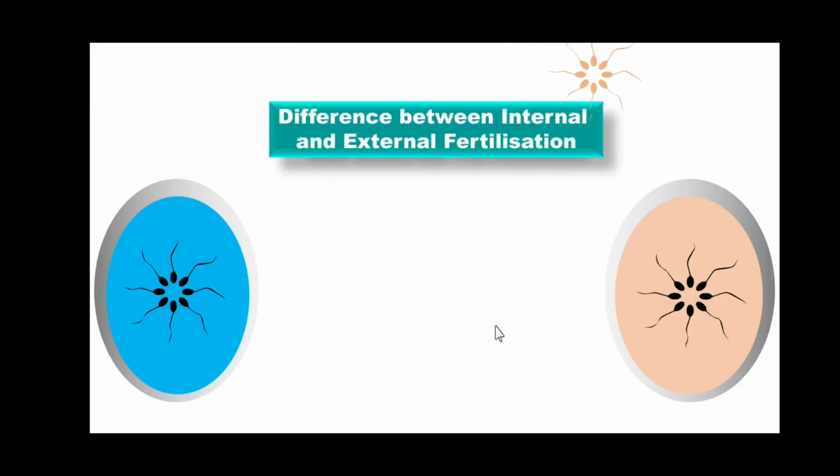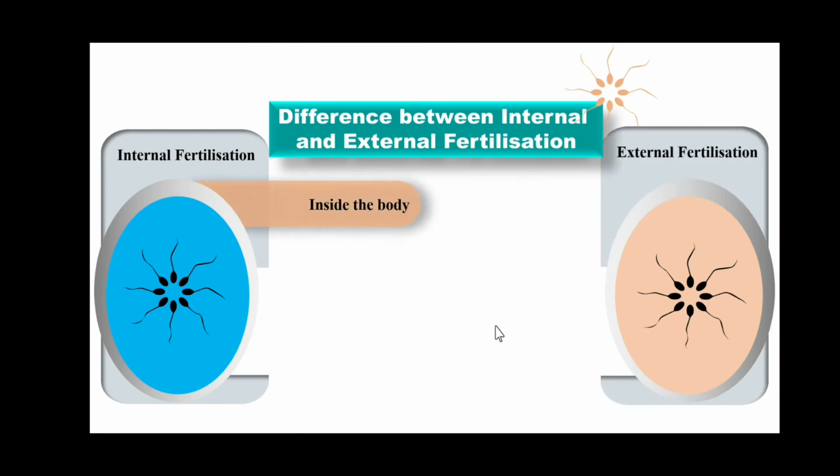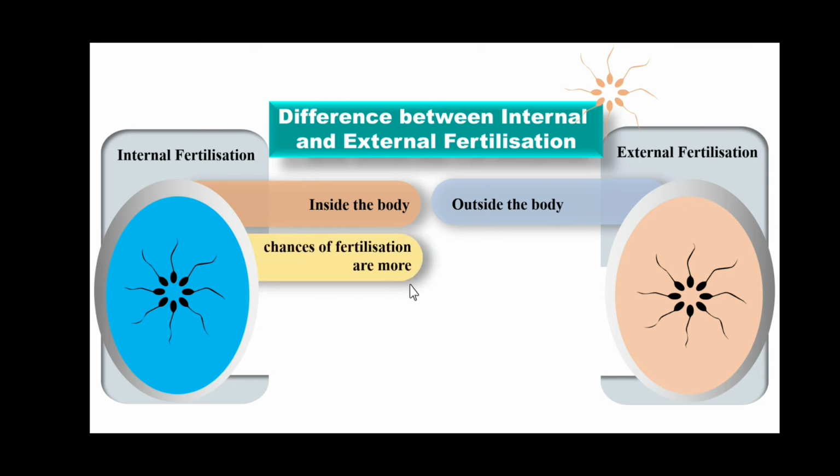Dear student, let us differentiate between internal and external fertilization. Internal fertilization takes place inside the body of the female parent. Whereas external fertilization takes place outside the body of the parents. In case of internal fertilization, chances of fertilization are more. Whereas in case of external fertilization, chances of fertilization are less.